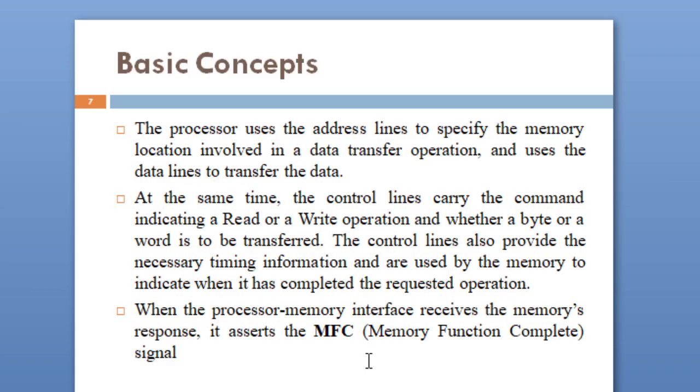So the processor uses the address lines to specify the memory location involved in a data transfer operation and uses the data lines to transfer the data. At the same time, the control lines carry the command indicating a read or write operation and whether a byte or a word is to be transferred. The control lines also provide the necessary timing information for synchronization and are used by the memory to indicate when it has completed the requested operation. Another important controlling signal is memory function completed. Whenever a block of data is transferred between the processor and the memory, or from the memory to the processor, once that data transfer is completed, then this MFC signal is activated.